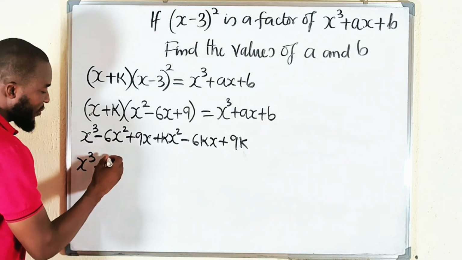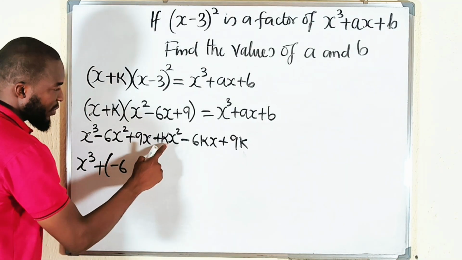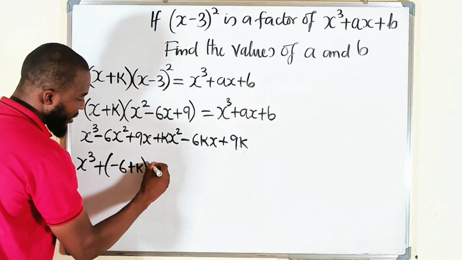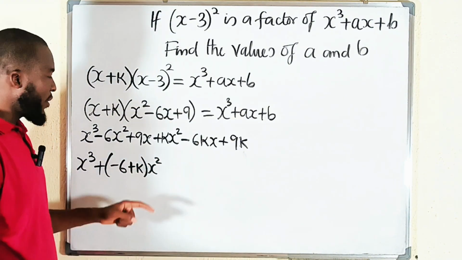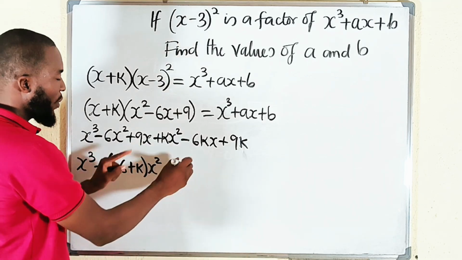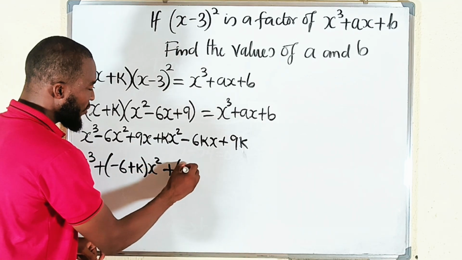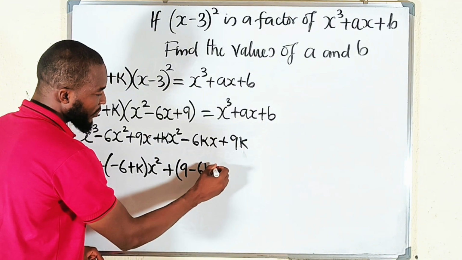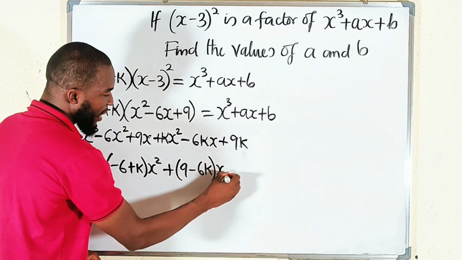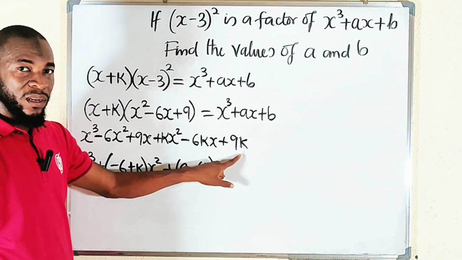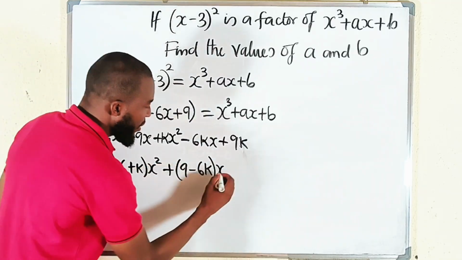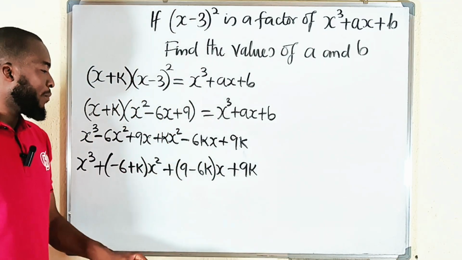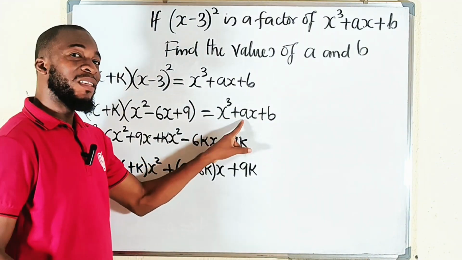The coefficient here is what? Negative 6. The coefficient here is k. Then all of them sharing x squared. Then those with x, we have one here and we have the other one here. You also add their coefficients. We have 9 here and we have minus 6k. All of them sharing x. Then we have the constant. That term without x is just 9k.